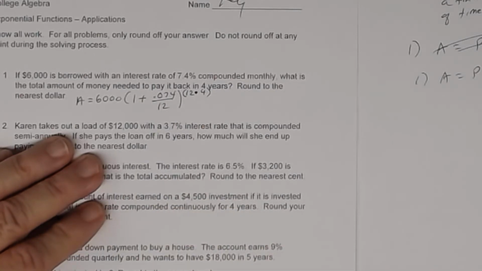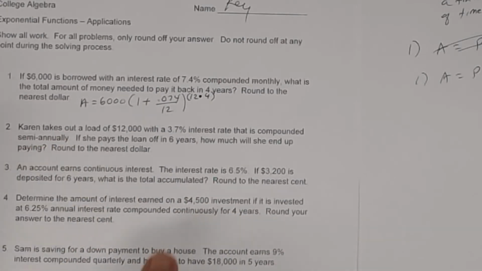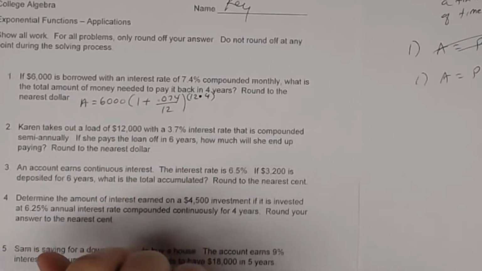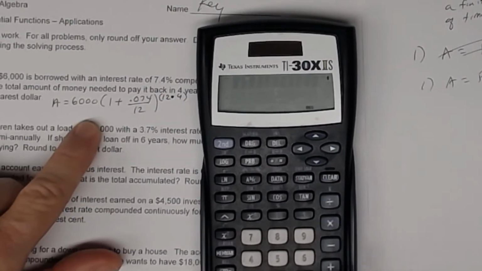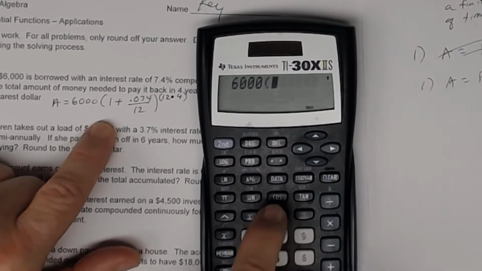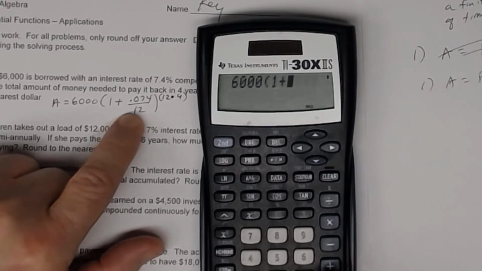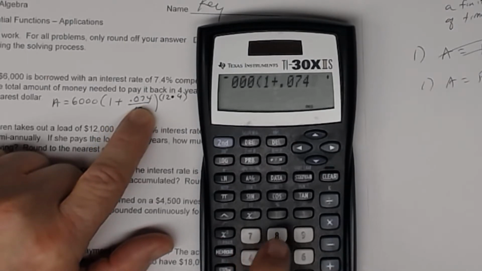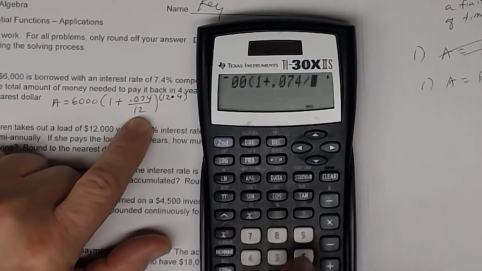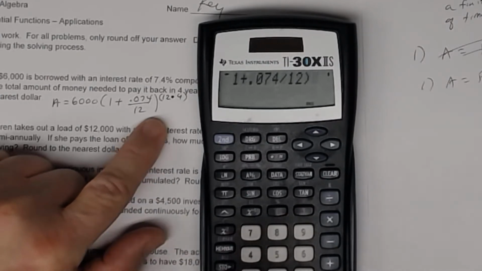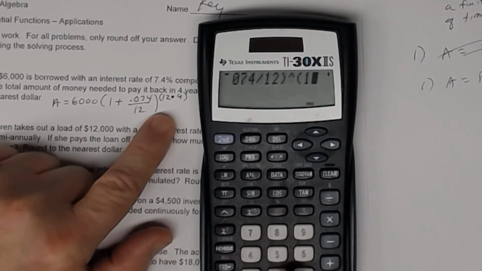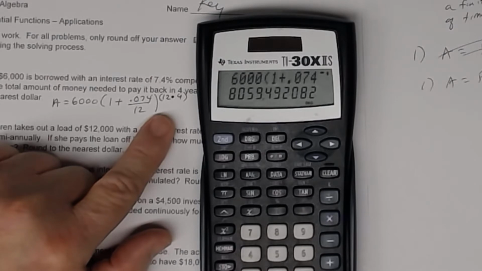Now let's go ahead and use a calculator. When using a calculator, I'm going to just write out what I see from left to right. So 6,000, see that? In parentheses, 1 plus 0.074, divide by 12, close the parentheses. Now this is an exponent, so I'm going to raise that. And in parentheses, you're going to say 12 times 4, close the parentheses, and then press equal. That is what you're supposed to do.